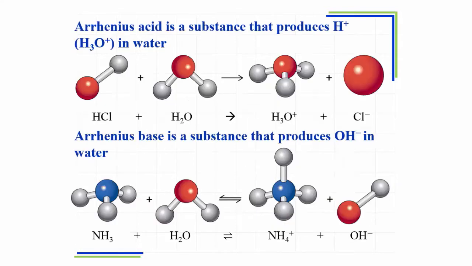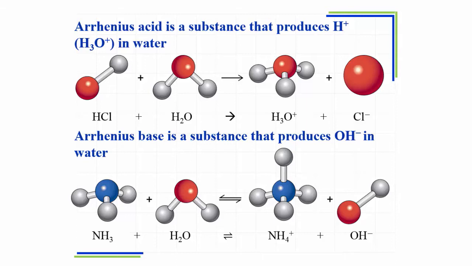So we're going to look at two different definitions of acids and bases, and it's not that one definition is completely different than the other. They're both very closely related, and if something is an Arrhenius acid, it's also going to be a Bronsted-Lowry acid. The reason for the different definitions is basically the breadth of the definition.